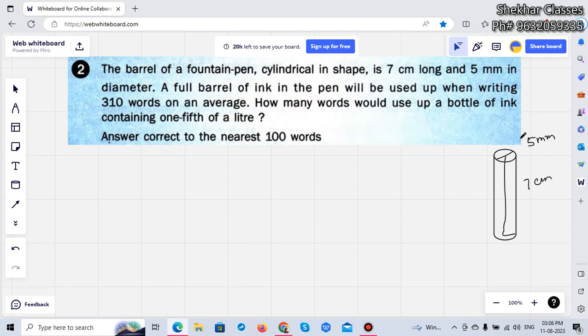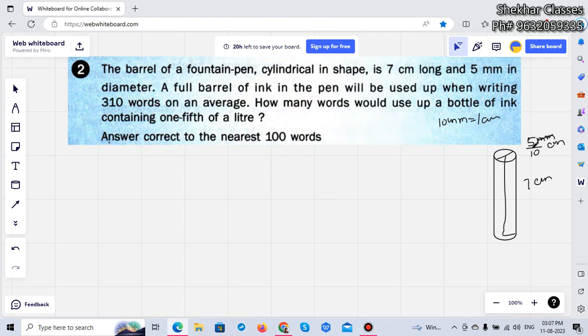Now we should convert those into the same unit, either mm into centimeter or centimeter into mm, whichever is easier for you, because it cannot be in two different units here. So let's convert mm into centimeter. How do you convert mm into centimeter? We know that 10 mm is 1 centimeter. So I have to divide this by 10. So this will become centimeter now. Clear?